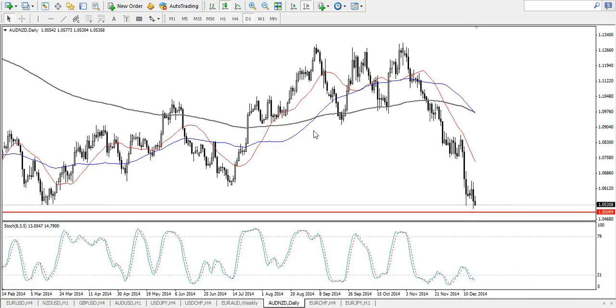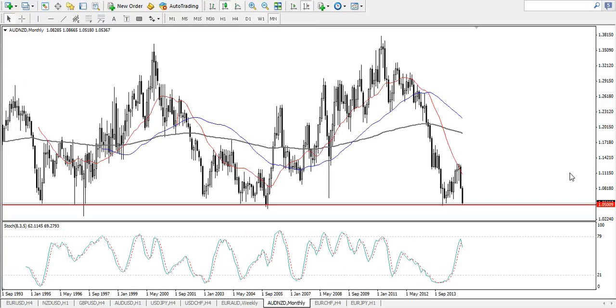So if there's a setup over here, this could be an opportunity to go long for the Australian dollar against the New Zealand dollar, as we observe that in the monthly chart this is a huge range to trade within, and price is about to touch the bottom of the range itself. So this is for the Australian dollar against the New Zealand dollar.